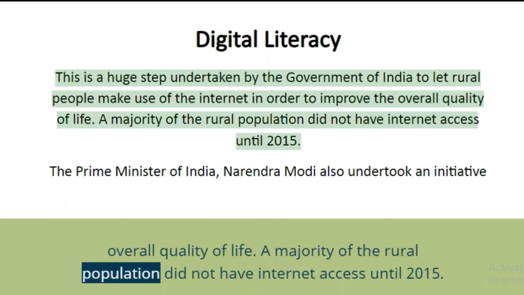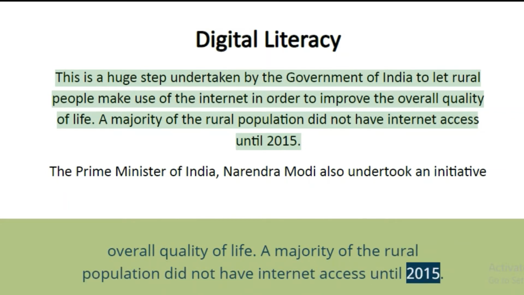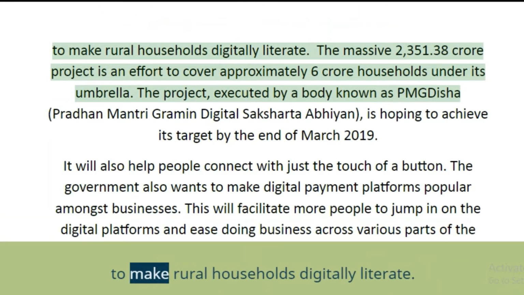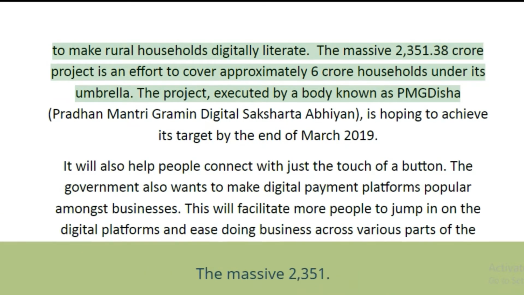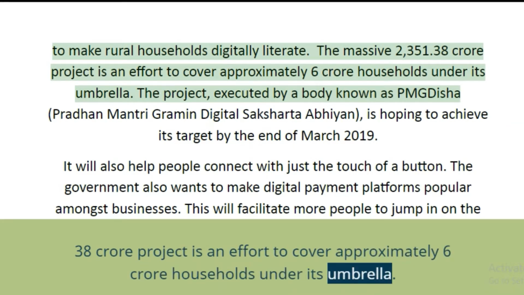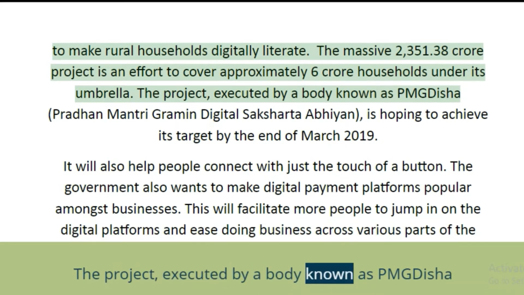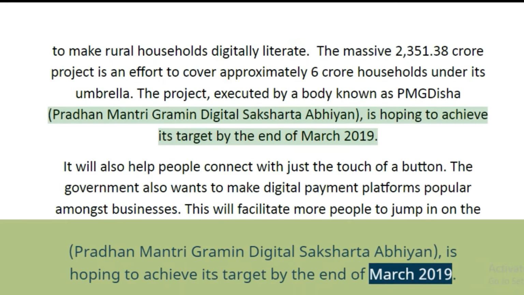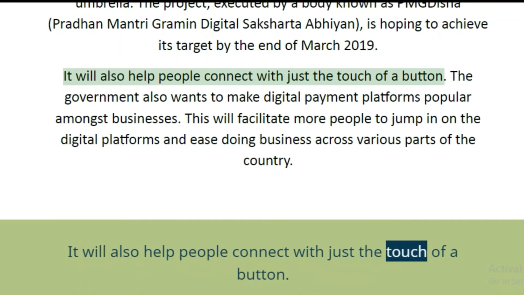A majority of the rural population did not have internet access until 2015. The Prime Minister of India, Narendra Modi, also undertook an initiative to make rural households digitally literate. The massive 2,351.38 crore project is an effort to cover approximately 6 crore households under its umbrella. The project, executed by a body known as PMGDISHA, Pradhan Mantri Gramin Digital Shiksha Abhiyan, is hoping to achieve its target by the end of March 2019. It will also help people connect with just the touch of a button.